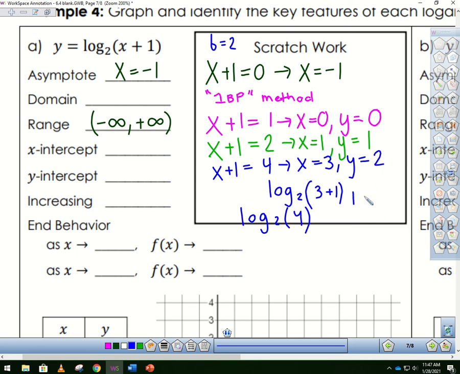And you could do the math by doing log of 4 over log of 2, and you would get 2. So you can do your work by the calculator.